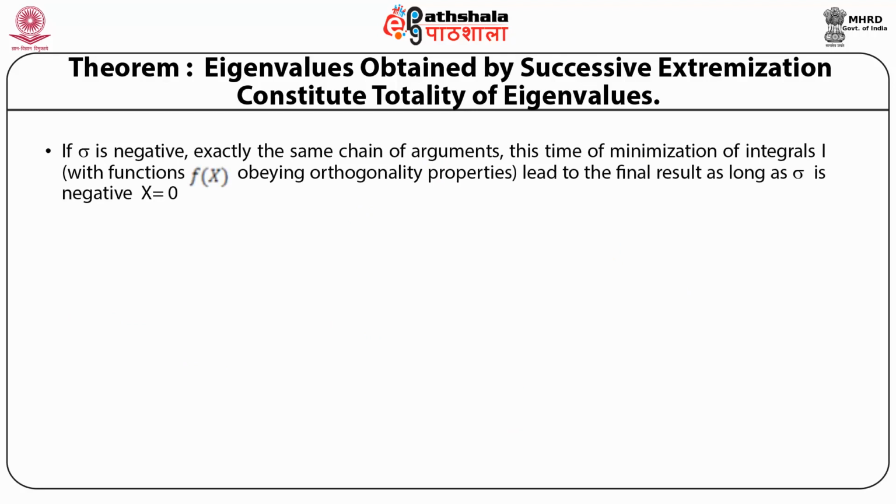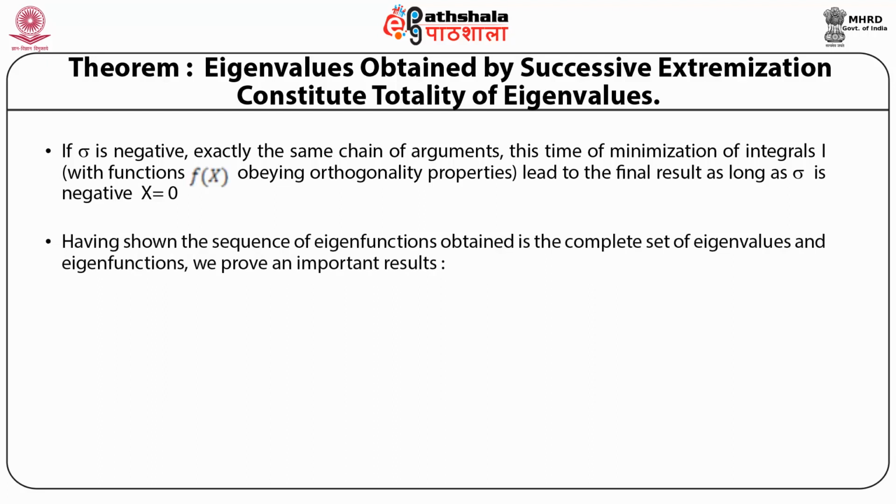If sigma is negative, exactly the same chain of arguments, this time of minimization of integral I with functions f(x) obeying orthogonality properties, leads to the final result as long as sigma is negative and chi is equal to 0. So as long as sigma is negative, chi is equal to 0. Having shown the sequence of eigenfunctions obtained is the complete set of eigenvalues and eigenfunctions, we prove an important result.